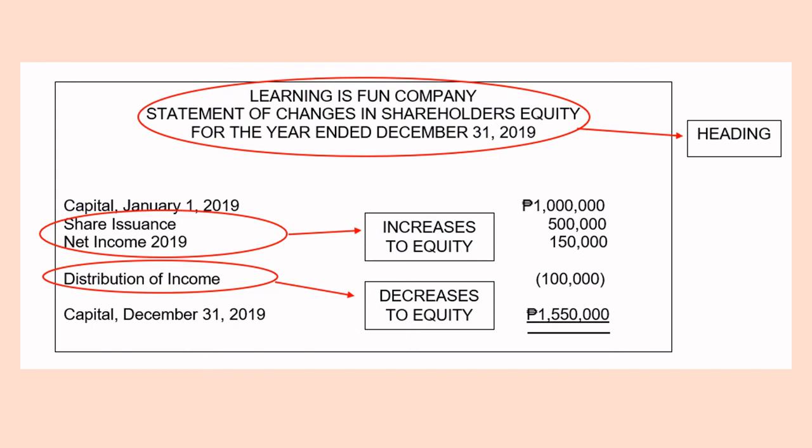Fourth, instead of additional investment, share issuances increases the share capital of the corporation. This happens when shares are sold to shareholders. And lastly, instead of withdrawals, distribution of net income to shareholders decreases the capital of the corporation. So meron pa rin siyang tatlong part. So the heading, increases to equity and decreases to equity.